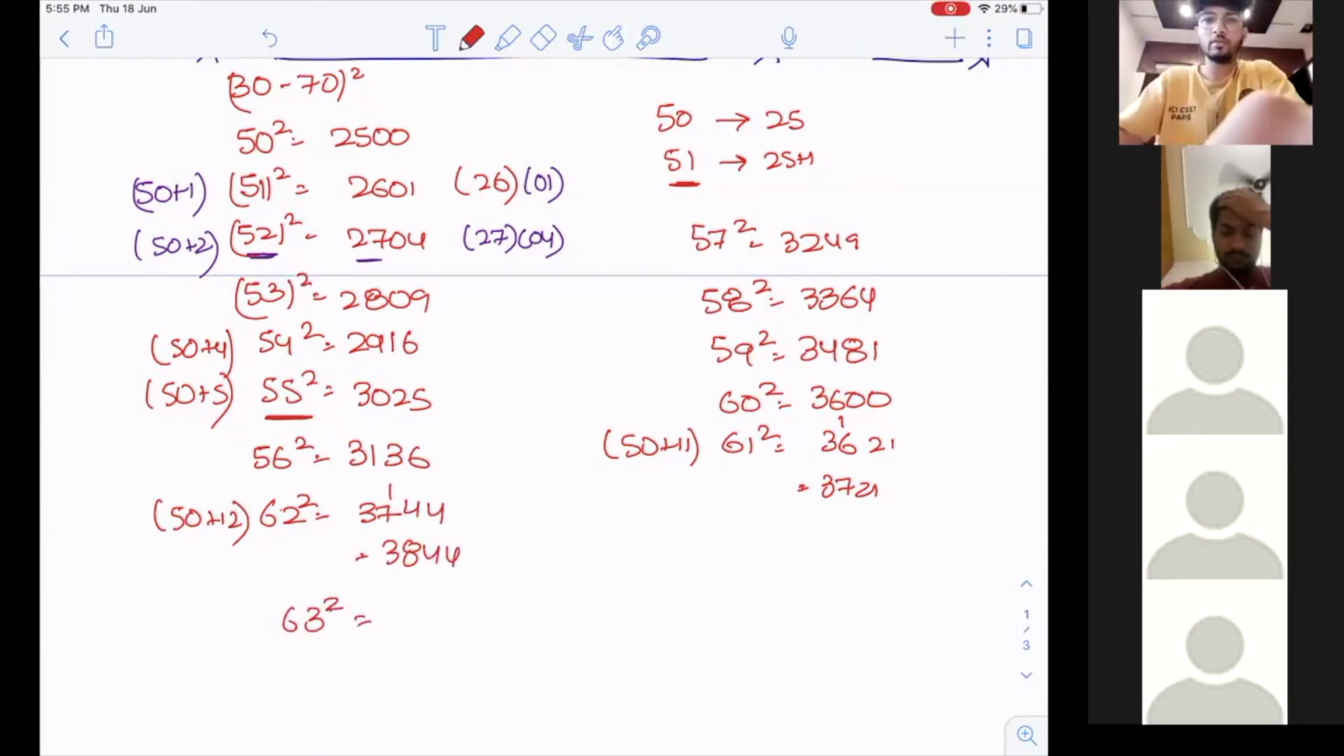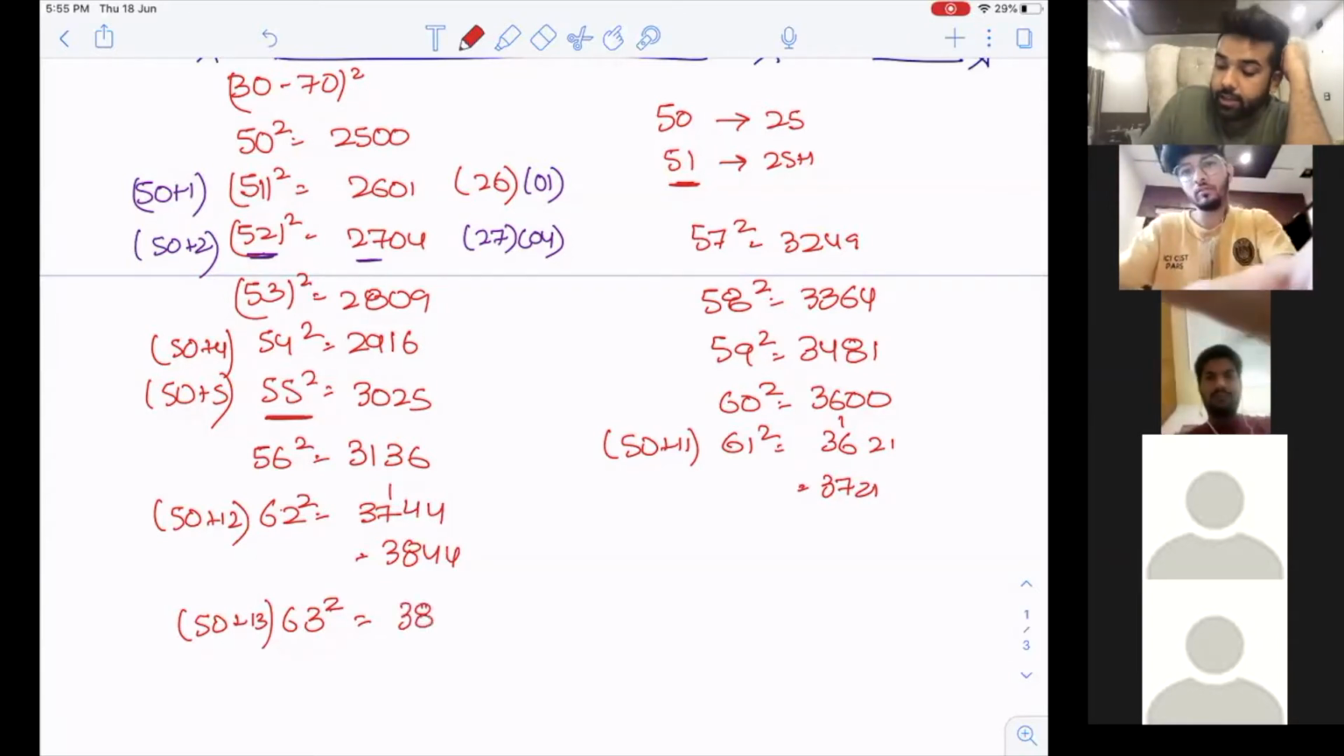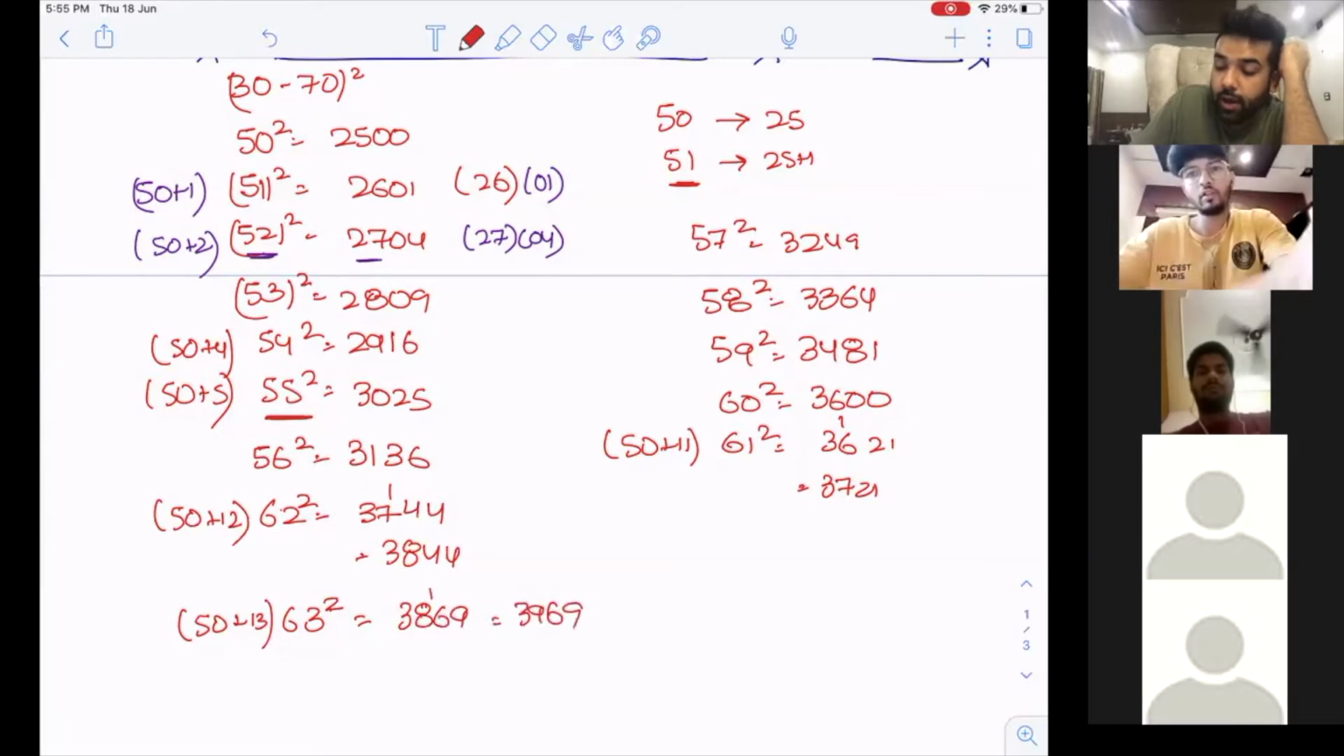Niharika, 63 square. How is it formed? This is 50 plus 13. What is 25 plus 13? Niharika, 25 plus 13. Yes, quickly. What is 25 plus 13? 38. 13 square, 169. So 3969. You have to do it orally.